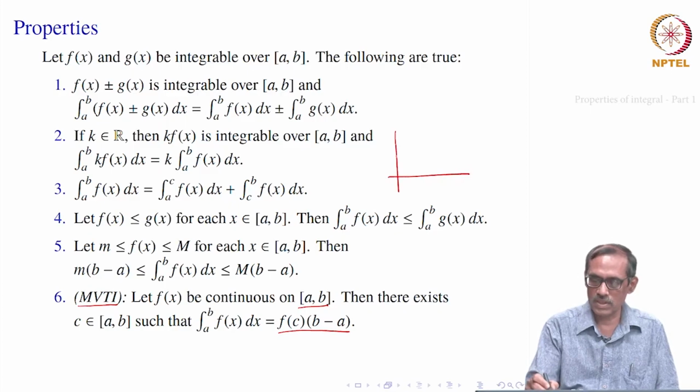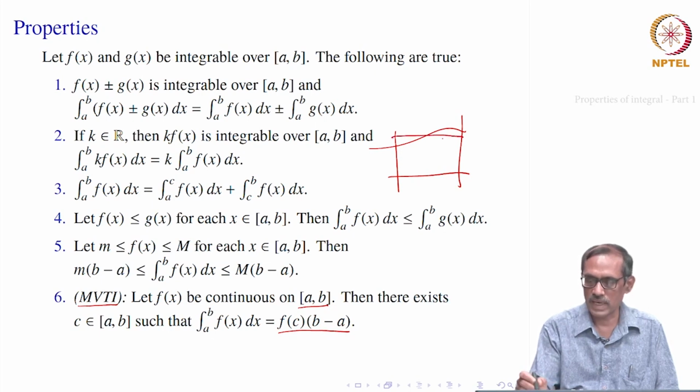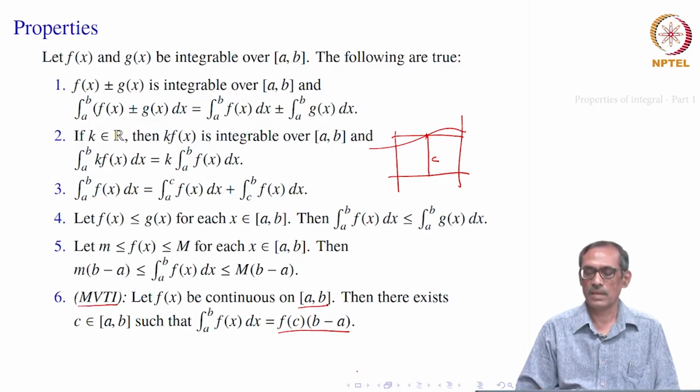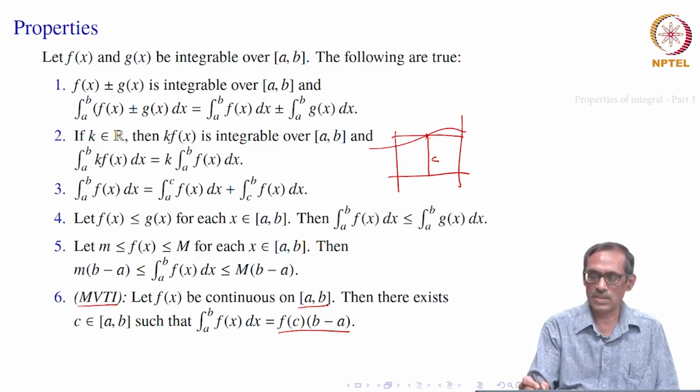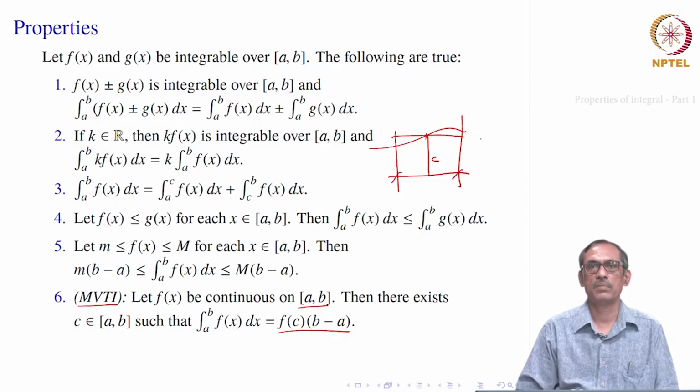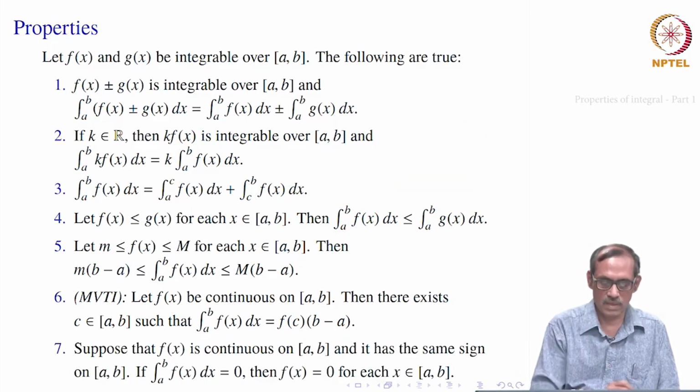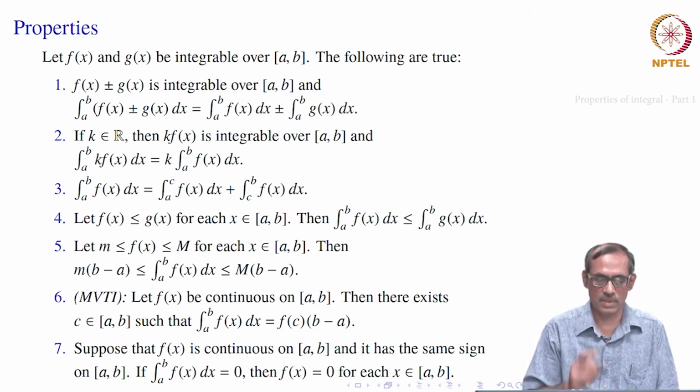Geometrically, this means if you have some function, this area is equal to the area of some rectangle, where this height is say c. That is roughly what it expresses, that this area can be seen as a rectangle of height c, where c lies between a and b. So, in between a and b you can choose some c, where this area will be equal to the area of the rectangle. That is what it says. Of course, we will give proofs of some of these; others are obvious, like 1 and 2, which we have seen earlier.